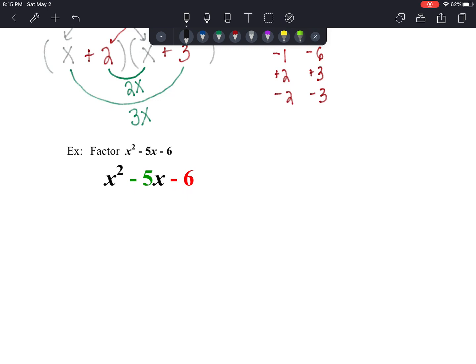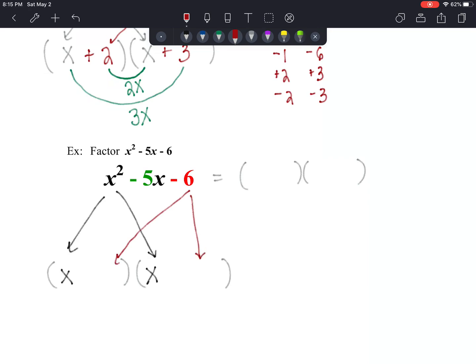X squared minus 5x minus 6. I want to know, how does that factor? So I'm going to come over here and show my work this way. X times x gets me back to x squared. Then I need to get back to a negative 6. Well, I could use negative 1 and positive 6. I could use positive 1 and negative 6. I could use negative 2 and positive 3, or positive 2 and negative 3.